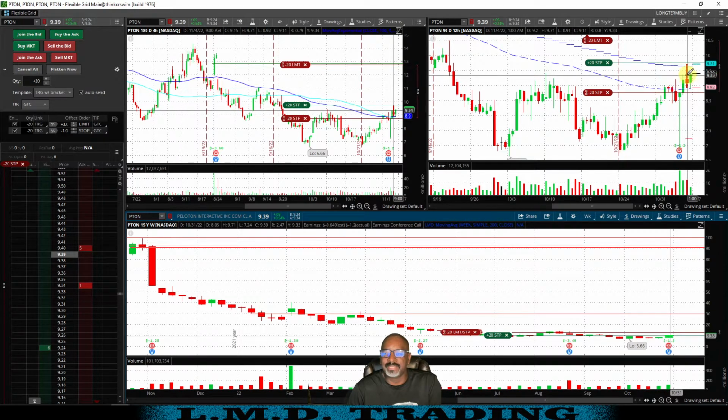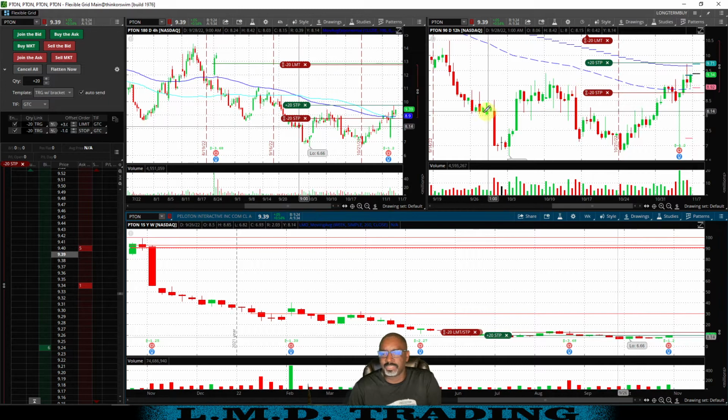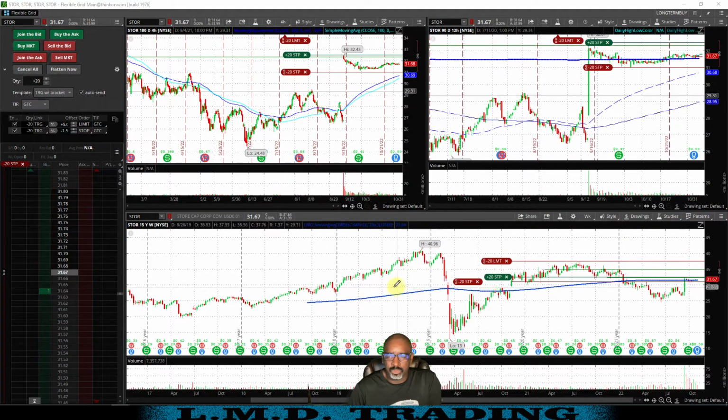Yep, that range is 80 cents on this candle. So I gave it extra room on the bottom side. Never hurts to give it a little extra room on these long swing plays. And the third one is Store.